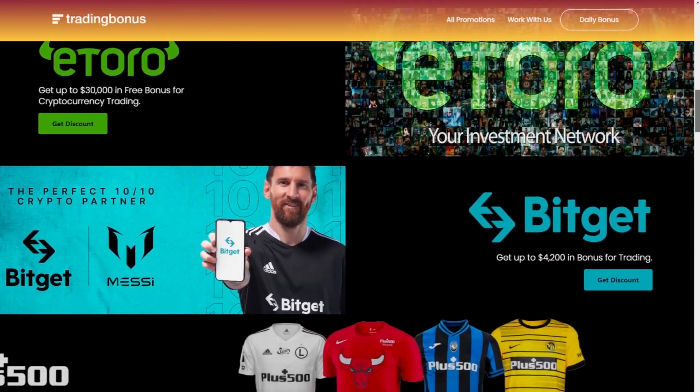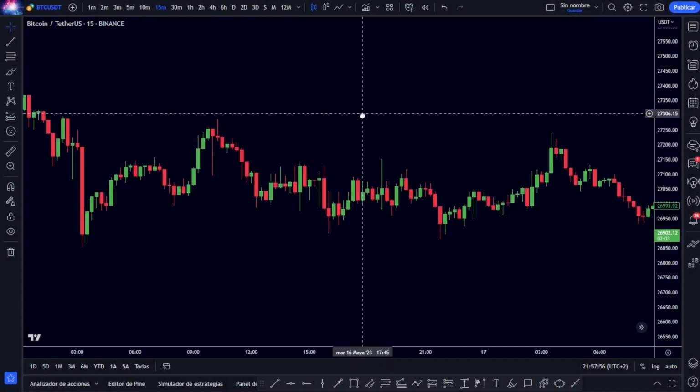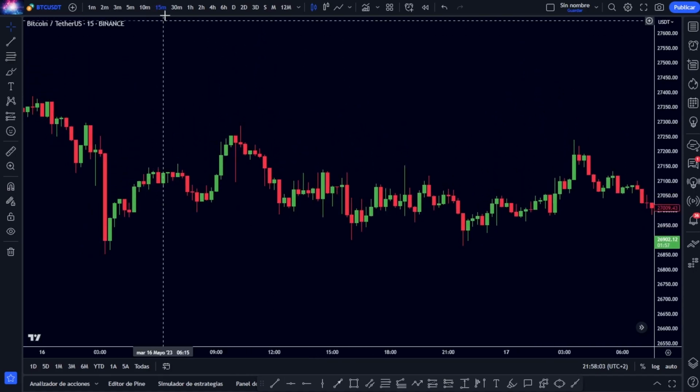As I said, it is the perfect strategy for all those who operate in low but not so low time frames, and in this tutorial we will see it in the 15 minute time frame, which seems to us to be the most profitable of all.